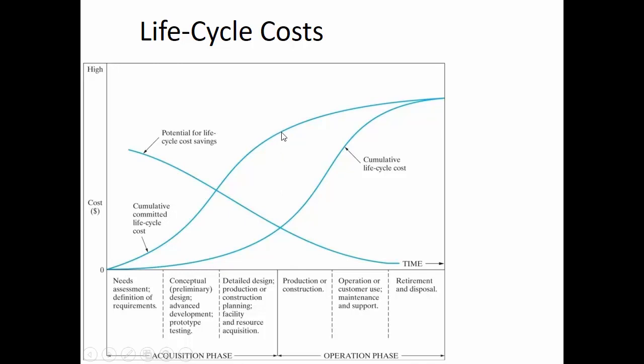before the project is constructed and utilized. Now, as for when the dollars are actually being spent, this gets the steepest. The cumulative life cycle cost increases the fastest during the phase where you're producing or constructing the item and using it, so when the factory is actually in use.